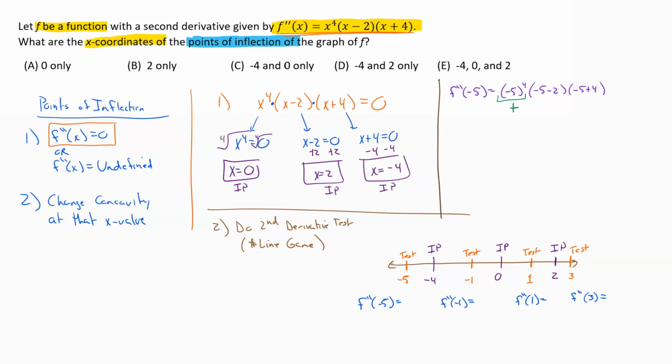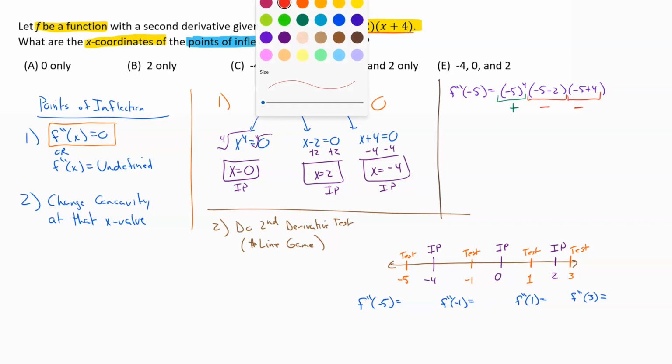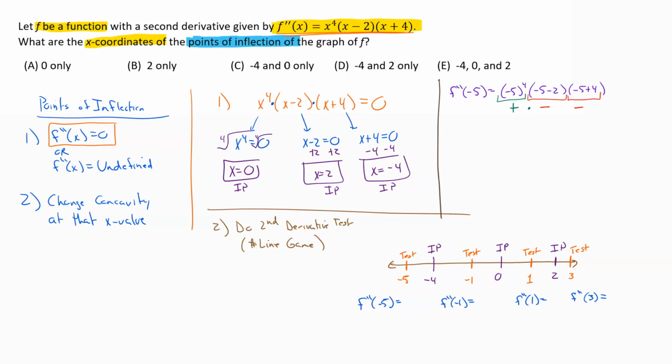Remember, this is just about the sign of it at the end. So then negative 5 minus 2, that's going to give me a negative number, and negative 5 plus 4, that's going to give me a negative number. So multiplying these two things, a negative and a negative gives me a positive, and a positive times a positive gives me a positive. So I don't care about the number, I just care that I now know it's positive, and therefore concave up like a cup in that section.